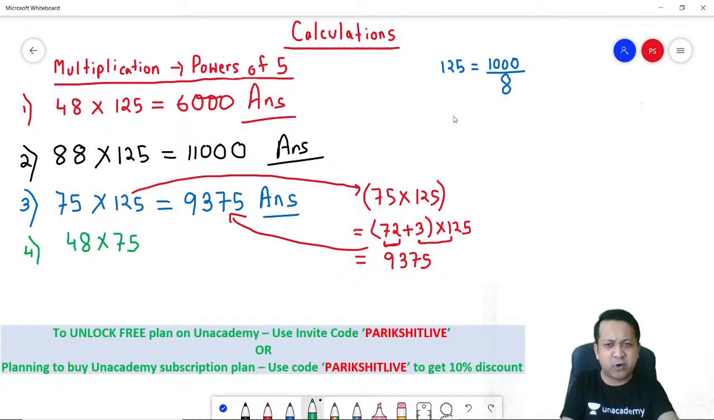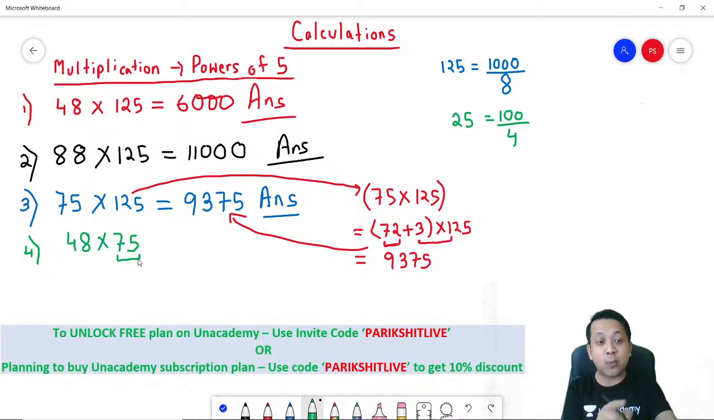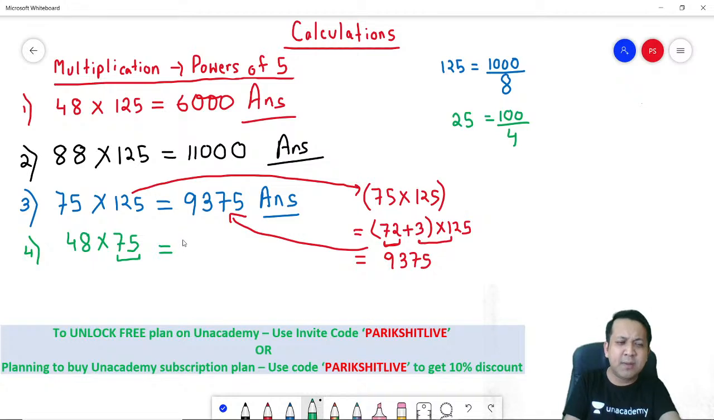What was the shortcut for 25? 25 is 100 divided by 4. So, instead of 75, if you had 25, what would the answer be? Divide by 4, so your answer would have been 1200. But now instead of 25, we have 75, which is 3 times. So even your answer will become 3 times 3600.